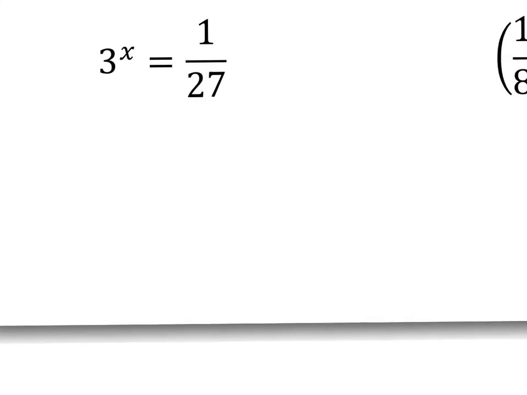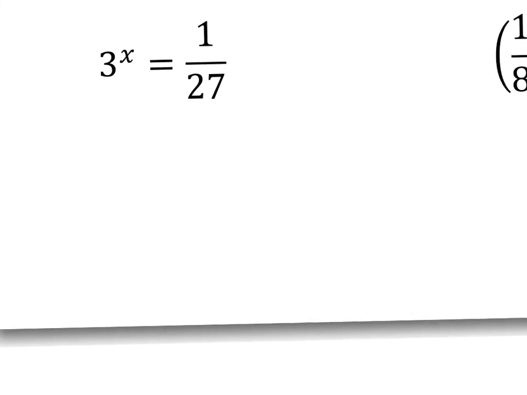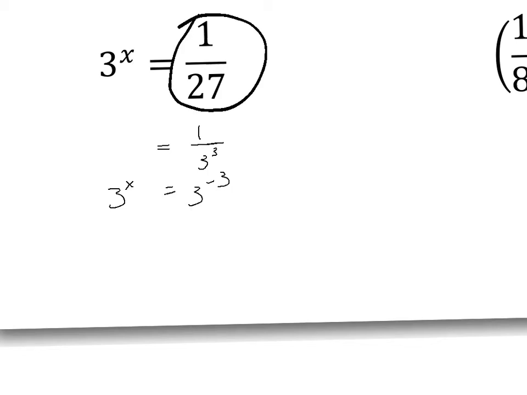Let's make it a little bit more complicated with some fractional and negative exponents. So 1 over 27 is really 1 over 3 cubed, which is 3 to the negative 3 power. So using our rules of exponents, we can convert fractions into negative exponents, so therefore we're dealing with x equals negative 3. Okay?